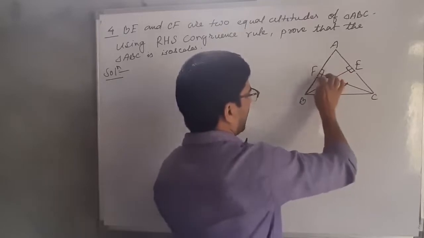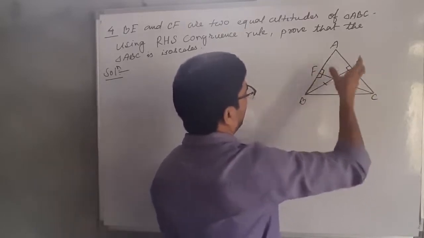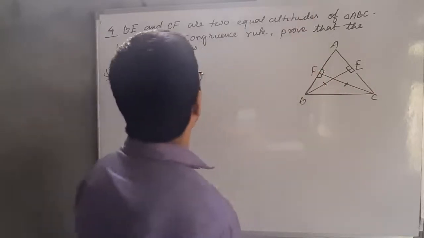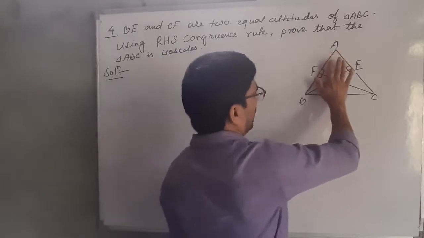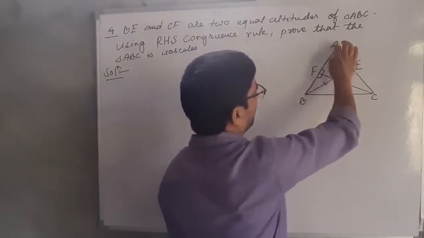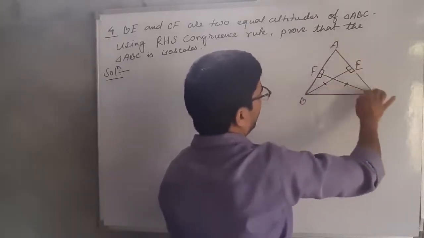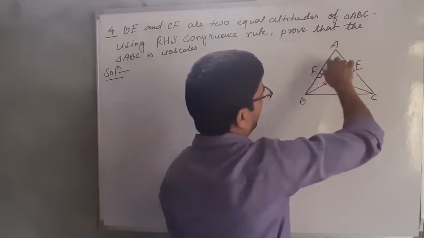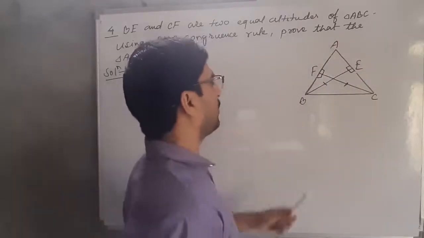That means we have two things here. These angles are 90, and BE and CF are equal. That is given in the question. Now we have to prove this triangle ABC is isosceles. That means we have to prove AB equal to AC. They are the sides. Only then will there be an isosceles triangle.